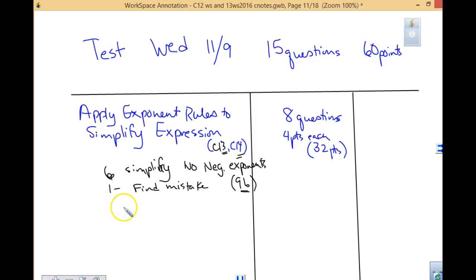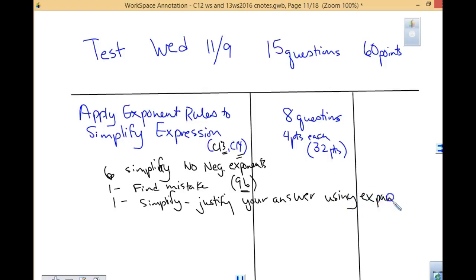If you haven't turned that in, I want that in today so I can correct it. And then 1 question is going to ask you to simplify. And after you simplify, it's going to say justify your answer, is what it's written on the test, so I'll make sure I use the same words. It says justify your answer using expanded form, is what the test says.